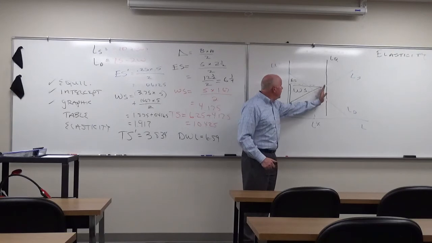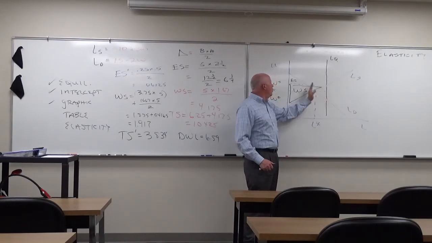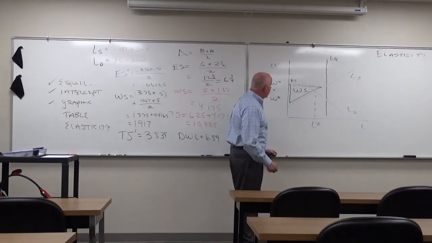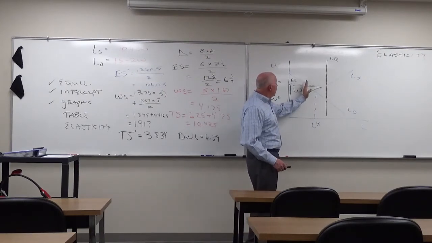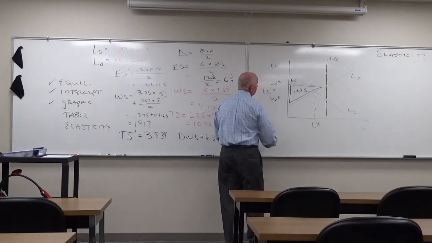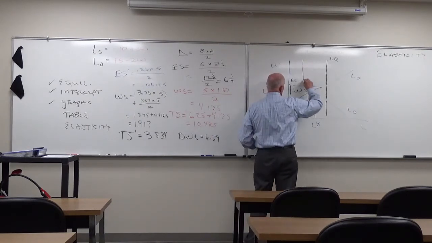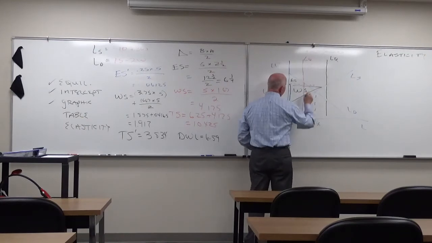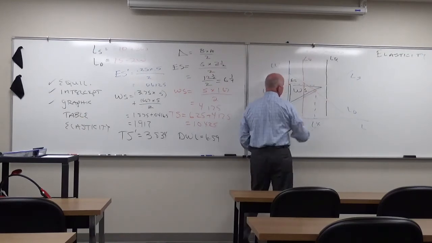What if the quota was less than L star? Well, now it's easy. Now we see the deadweight loss. I want to erase the rest of this. If this was the quota and it was below, now we see deadweight loss very simply, don't we?